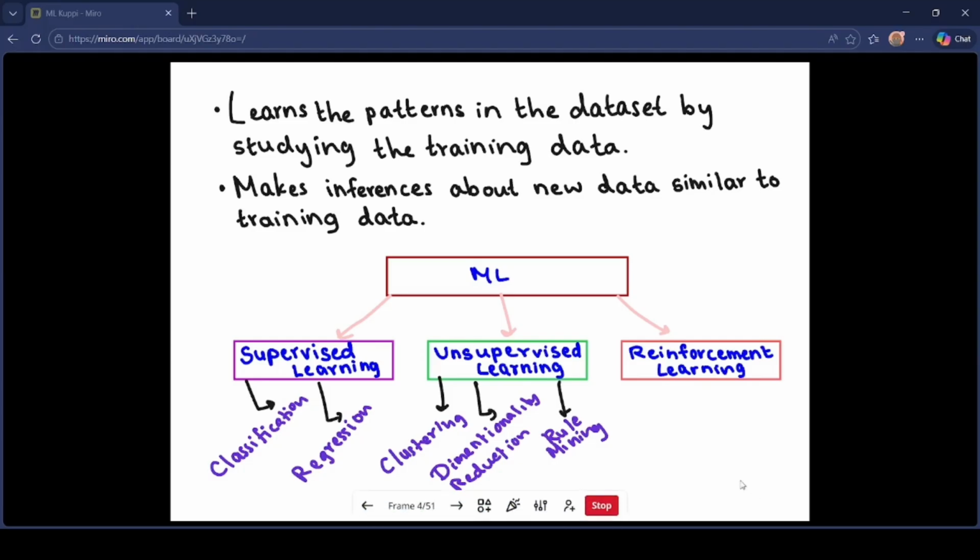So ML is mainly three parts. We have supervised learning, unsupervised learning, and reinforcement learning. Based on supervised learning, we have classification and regression. In unsupervised learning, we have clustering, dimensionality reduction, and rule mining. Here we'll be covering classification mainly, and a little bit of regression, just the theoretical aspect of it, and clustering also. Reinforcement learning will not be looked into as it's not in our course content.